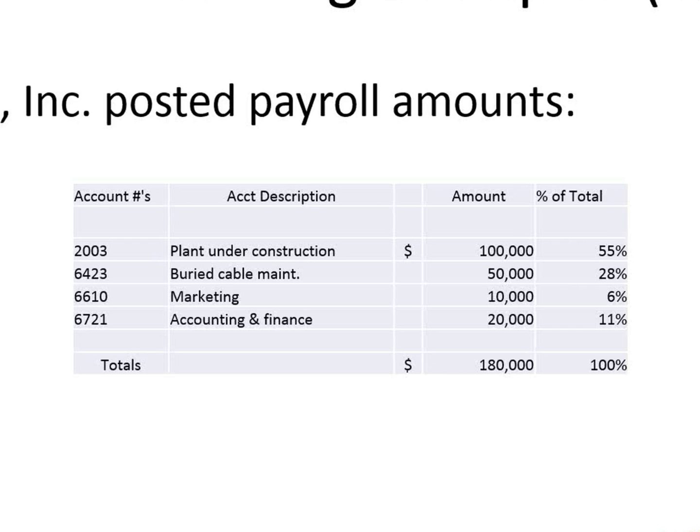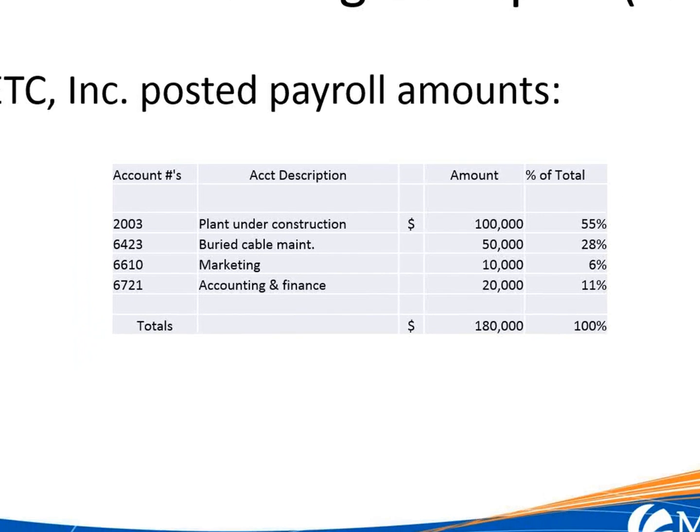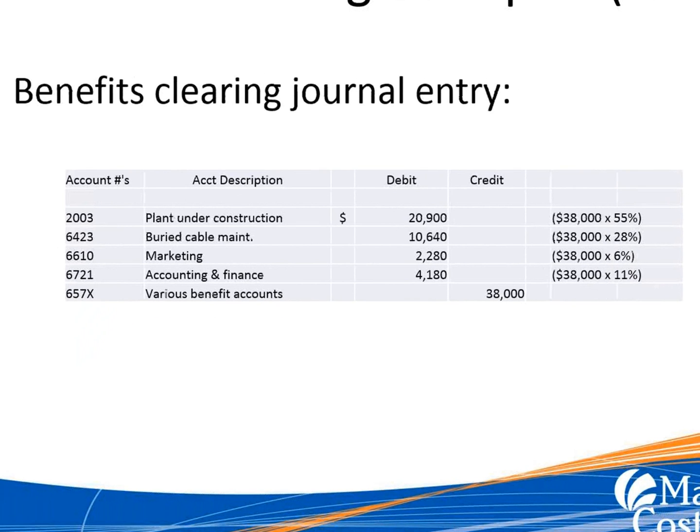Here we give an example of a benefits clearing journal entry. For plant under construction, we would take that $38,000 of allowable expense to be cleared, and we would allocate 55% of that to the plant under construction, totaling $20,900. We do the same for buried cable maintenance, but at 28%. That would allocate $10,640. With marketing, we're at 6% of the $38,000, $2,280, and accounting and finance, 11% of the $38,000 at $4,180, totaling the $38,000 of allowable clearing expense.